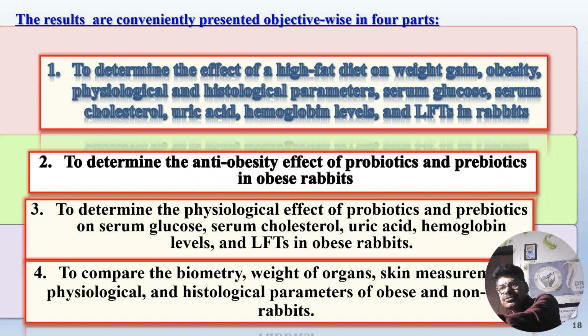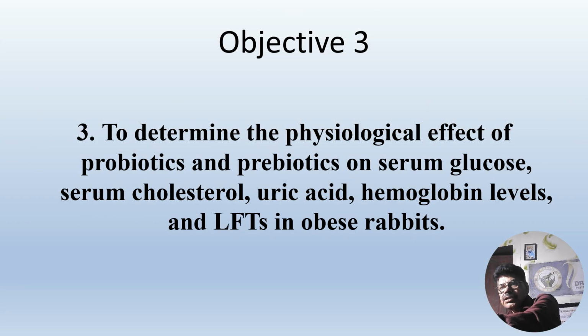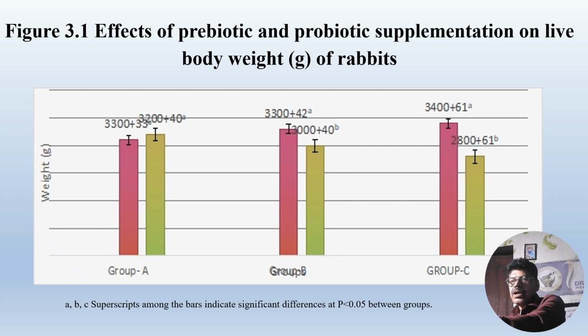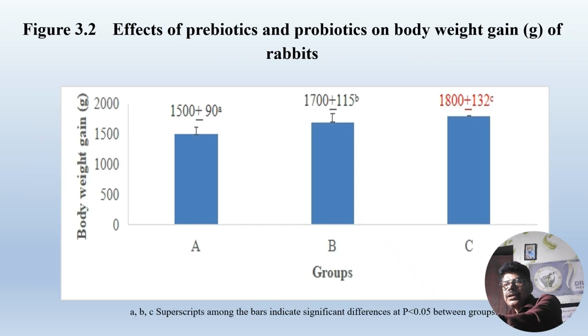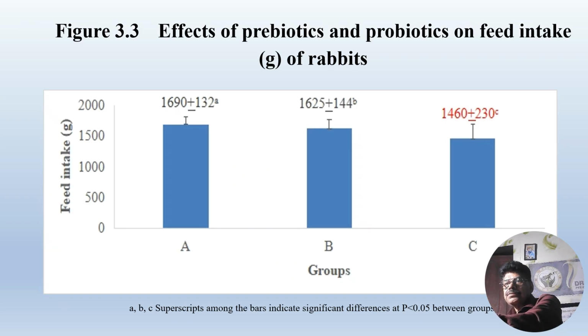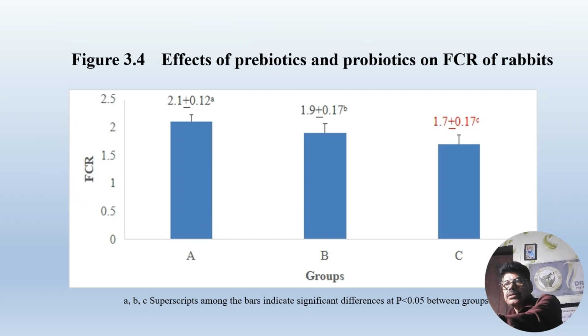The third objective was to determine the physiological effect of probiotic and prebiotic on the serum glucose, serum cholesterol, uric acid, hemoglobin level, and LFT in obese rabbits. It was seen that the obese rabbits' live body weight was higher in group C, and the weight gain was higher in group C, whereas the feed intake was lower in group C. The FCR was lower in group C.